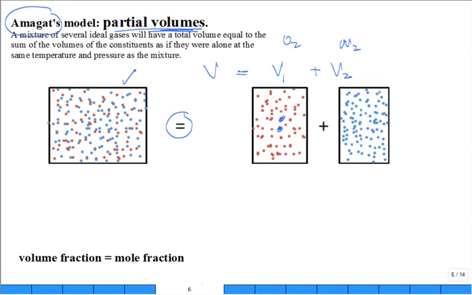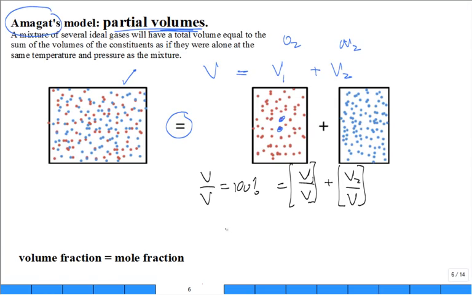So you can start with this equation, V is equal to V1 plus V2. And if somebody said, what's the volume fraction? You would say V divided by V, that's 100%. It's equal to V1 divided by total V plus V2 divided by total V. So this is our volume fraction. And that's our volume fraction for the second component.